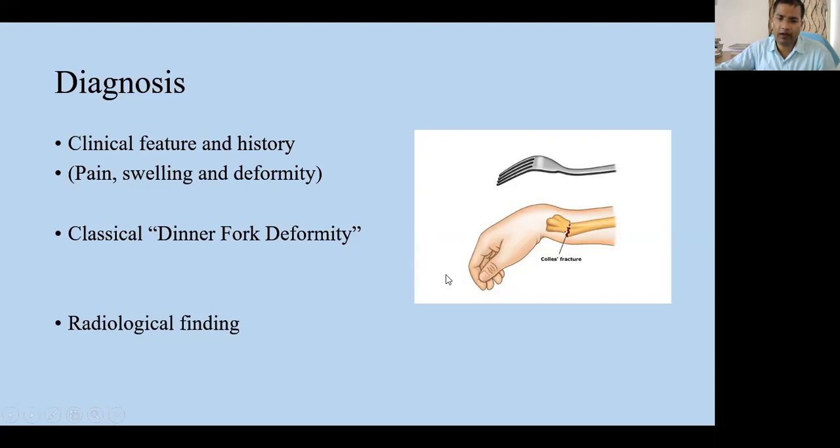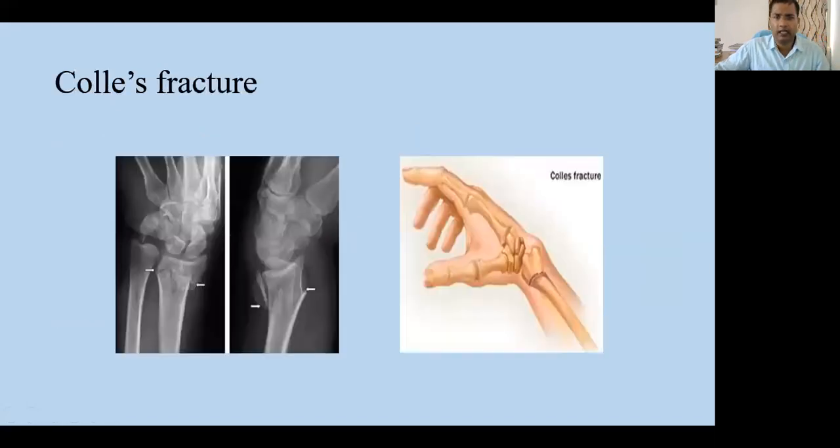In the radiological findings, you can see in the X-ray, just like this is a sample X-ray. This is the lateral view, you can see that this distal fragment is rotated, having the dorsal tilt. The complete segment is not displaced. Here in this picture, you can see the AP view. There is the impaction also.